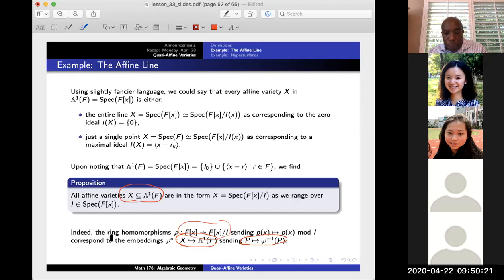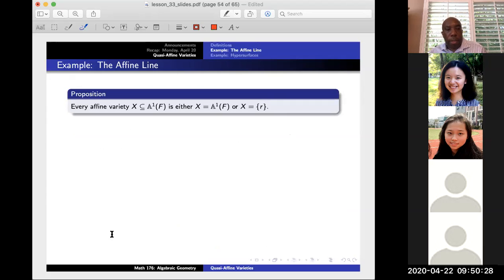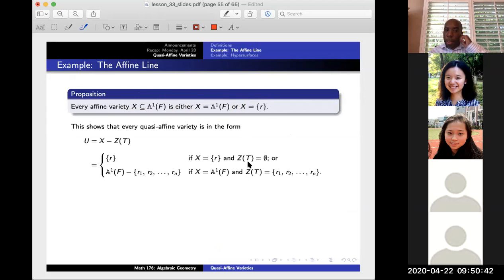Okay, so if you give me a minute, let me try to say a little bit about what's happening with the quasi-affine. So just to put this up here to remind you, every affine variety X is one of two possibilities. Either it's the whole line or it's just a point. Now, we can use this to compute what the quasi-affine varieties are. Remember that they have to be non-empty, and they have to be complements of Zariski closed sets. Well, we know what every Zariski closed set looks like.